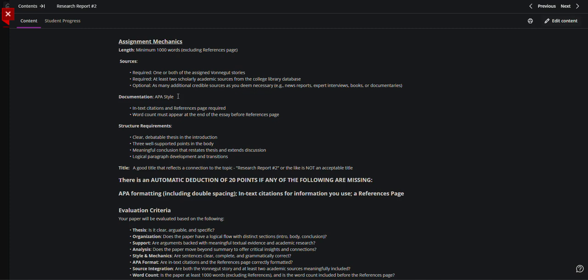If you have in-text citations, you must have a references page. Just like if you have in-text citations in MLA, you must have a works cited. And since you are being asked to provide 2 sources, you must have them. So without those on your paper, there's an automatic deduction. If you're missing APA formatting, which includes double spacing, if you don't have in-text citations for the information that you're using, and if you don't have a reference page. So it's references for APA and works cited for MLA.